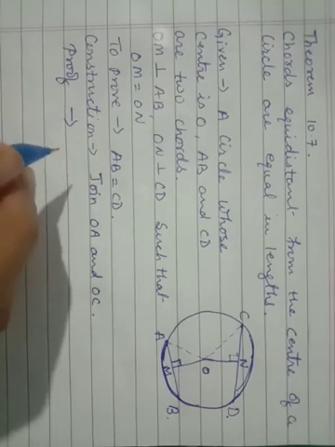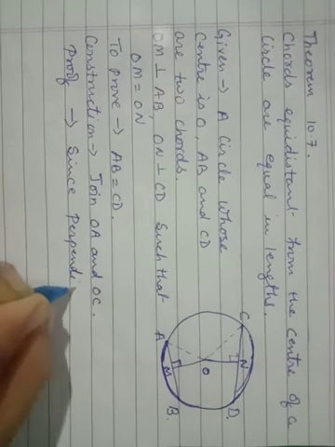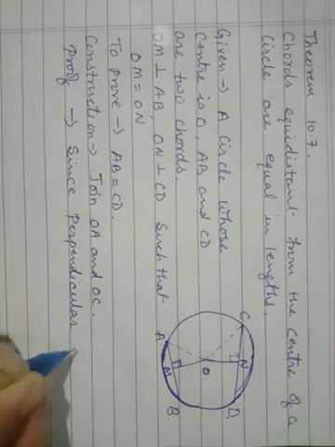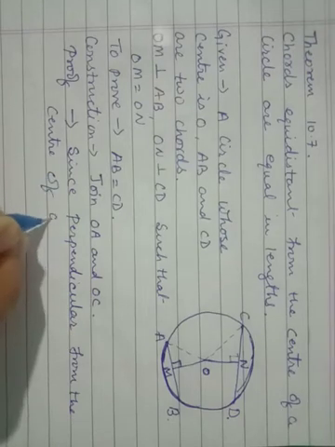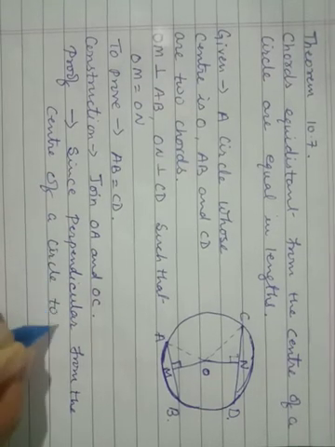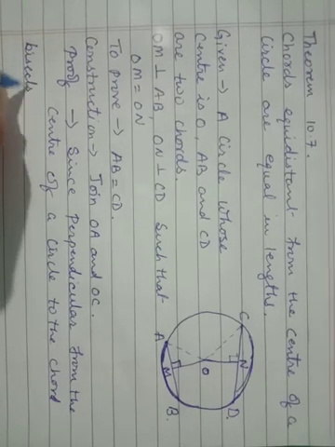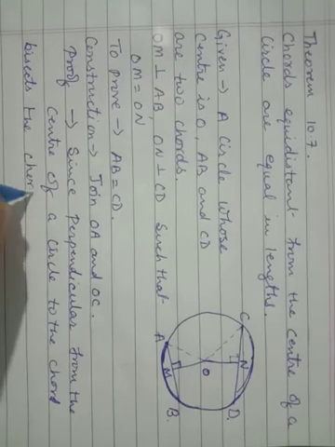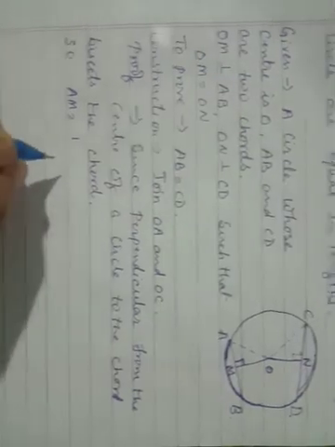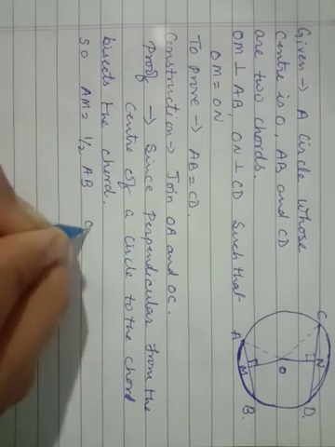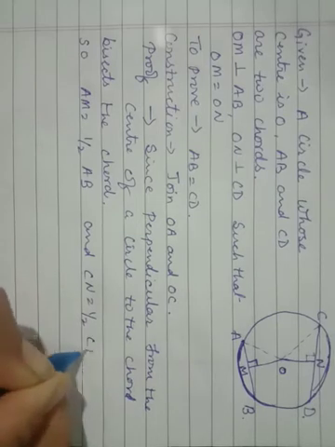Proof: since a perpendicular from the center of a circle to the chord bisects the chord, we can say that AM is equal to half of AB and CN is equal to half of CD.